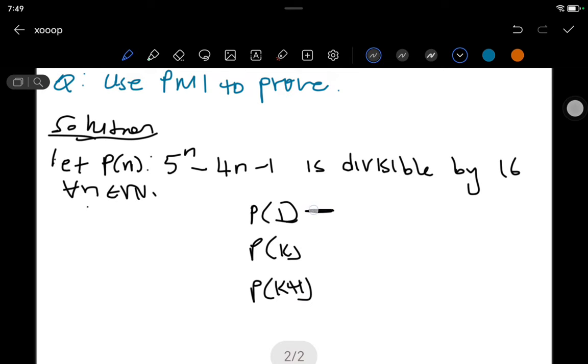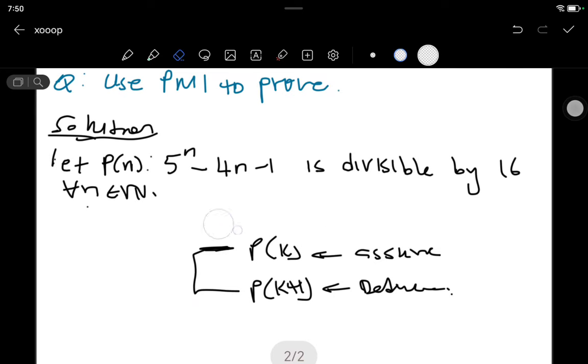This one, we're going to check if it's true. This one, we're going to assume that is true. Then this one, we are going to deduce that it is also true, then prove using this one. So these are going to work together.